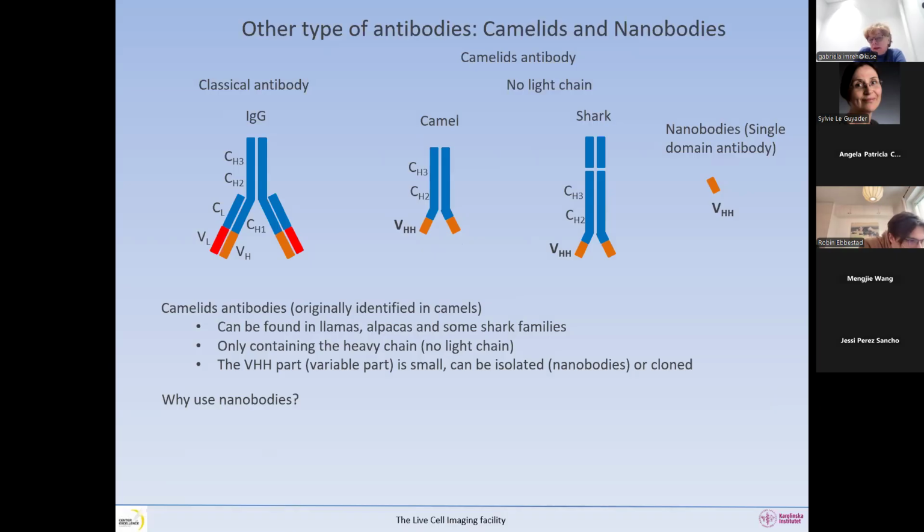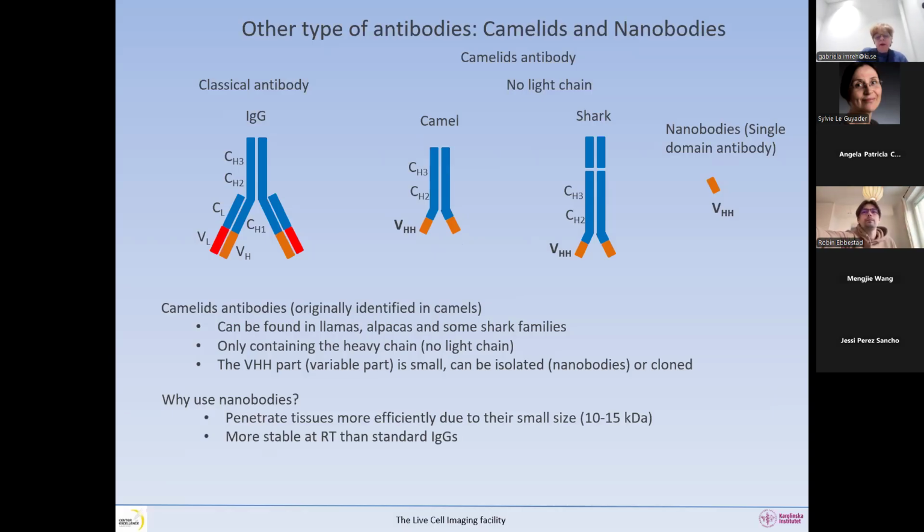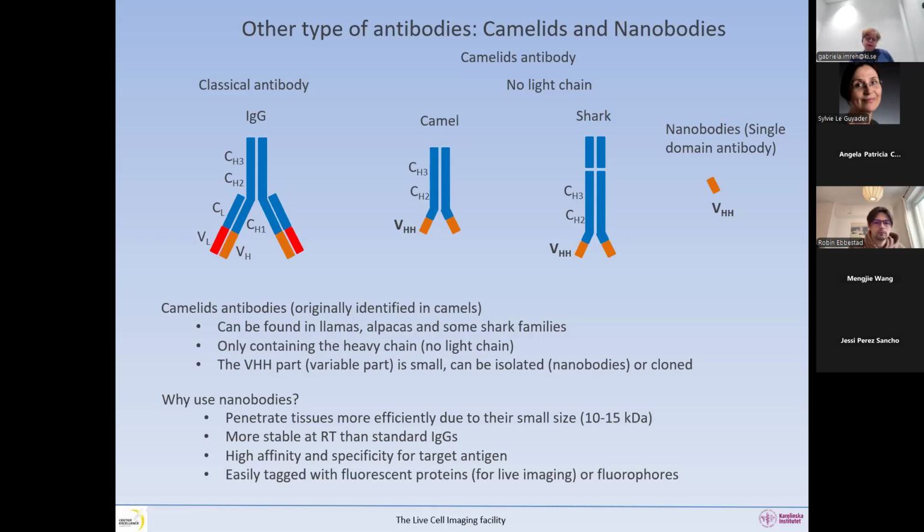So why should you use nanobodies? First of all, because of their small size, they can penetrate the tissue more efficiently. They are more stable at room temperature than the standard IgGs. They have high affinity and specificity for their target antigens, and they can easily be tagged with a fluorescent protein, for example, if you want to do live imaging, or with other fluorophores.